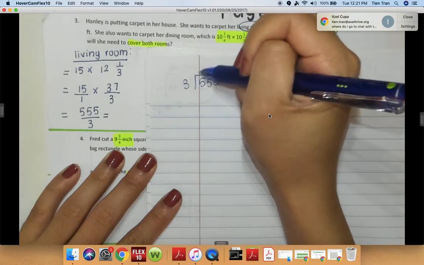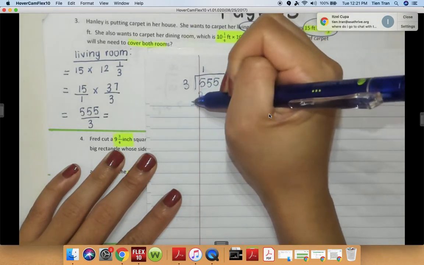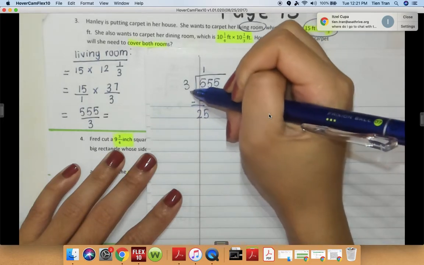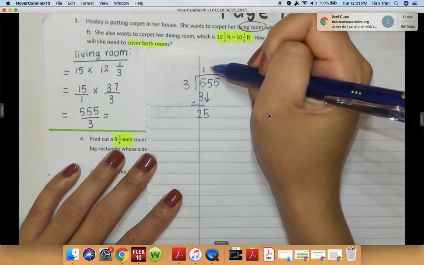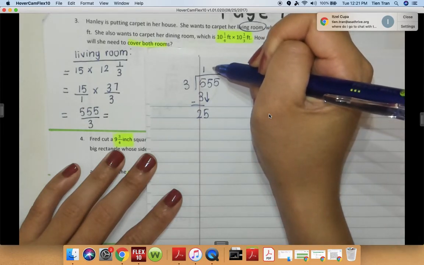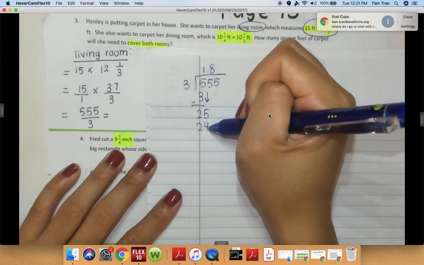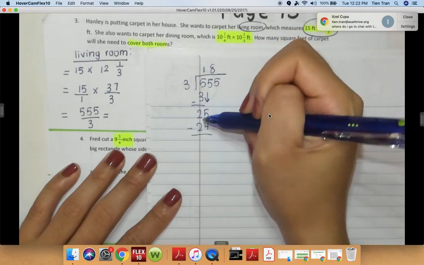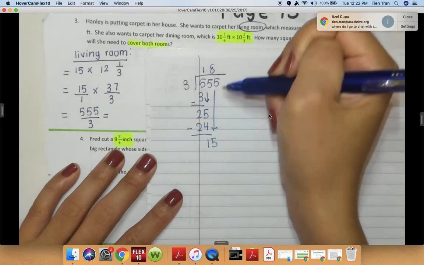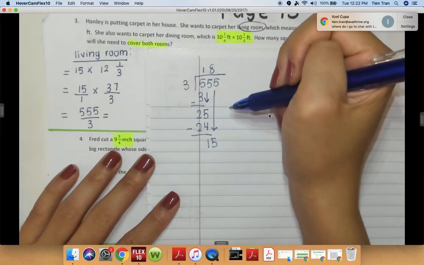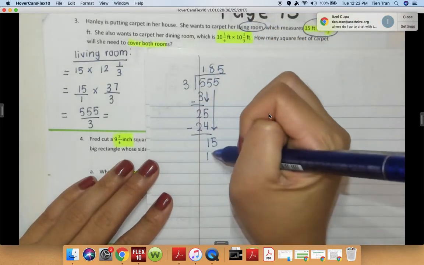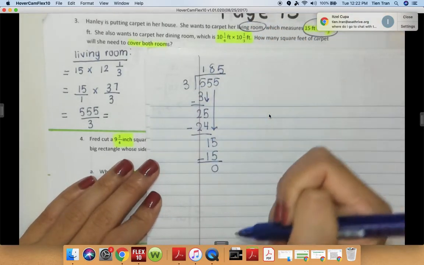I know that 3 can go into 5 once. I subtract. 5 minus 3 is equal to 2. Bring down my 5. 3 can go into 25 8 times, because 3 times 8 is 24. 5 minus 4 is 1. I bring down my 5. And 3 can go into 15 perfectly 5 times, because 3 times 5 is equal to 15. I subtract, I get 0.